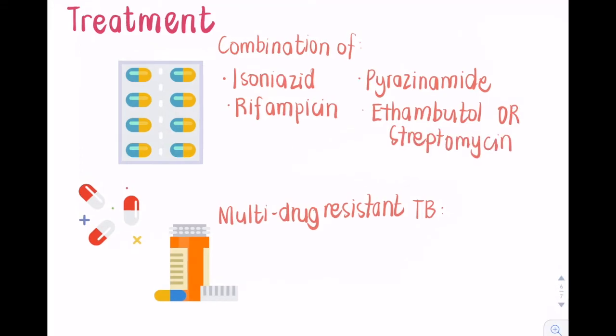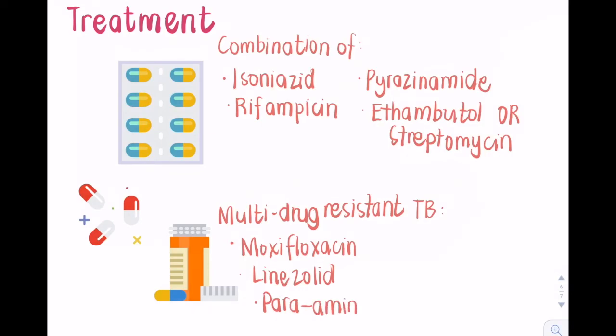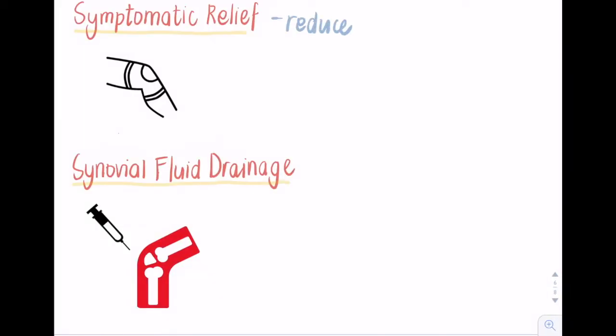However, for the increasingly common variant of multi-drug resistant TB, administration of 4 new drugs, moxifloxacin, linezolid, para-aminosalicylic acid or ethionamide, and clofazimine, should be administered for not less than 18 to 24 months. For symptomatic relief, splinting and joint immobilization is recommended to reduce pain.